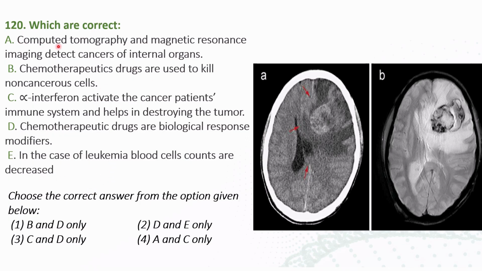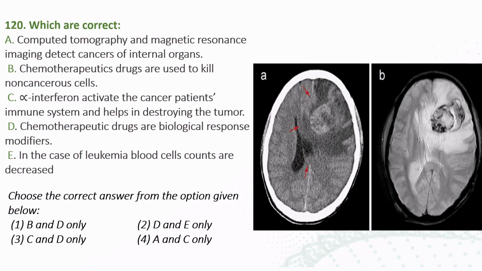If you see the first option, the computed tomography and magnetic resonance imaging, obviously they'll detect the internal organs. This is the CT scan and MRI scan of your tumor patient. In this you can see these red spots are the tumors that were there in the CT scan of your brain, and this is the tumor that was formed in the MRI scan. So you can say that the scans can obviously detect the cancer in the internal organs which were affected by the cancer.